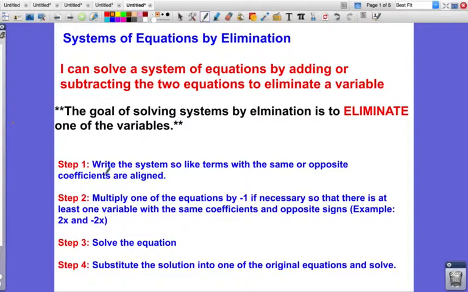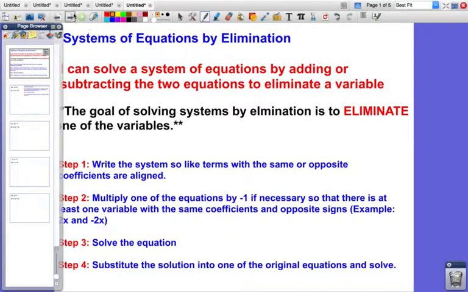Okay, so step one is to write the system so that the like terms with the same or opposite coefficients are aligned. So we want to set it up so that we can eliminate something. Step two, only if necessary, we would multiply one of the equations by -1 so that there is at least one variable with the same coefficient and opposite signs. So our goal is to have something like a positive 2x and a negative 2x aligned together so that when we combine these, they will eliminate each other. Then we solve, then we substitute. Get this copied down, and then when I show you an example, I promise it'll make more sense.